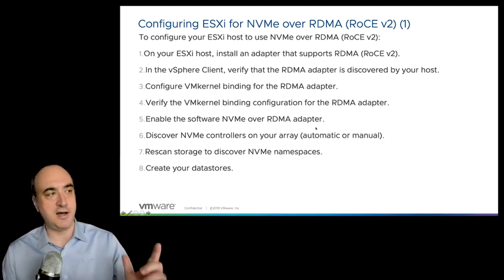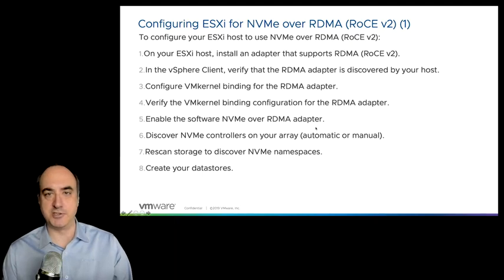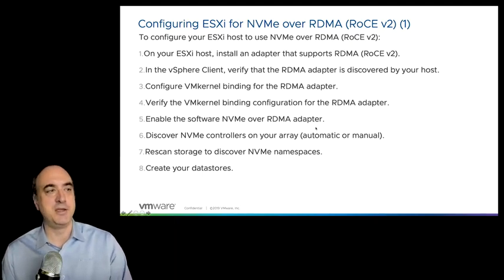For instance, on the ESX host, we'll have to install a network adapter that supports RDMA, right? So it's a network adapter, just any old Ethernet adapter, but it needs to be able to formulate RDMA-typed frames. This happens to need to be RDMA over Converged Ethernet version 2, most normally known as RoCE version 2. So that needs to be in place on your ESX server.